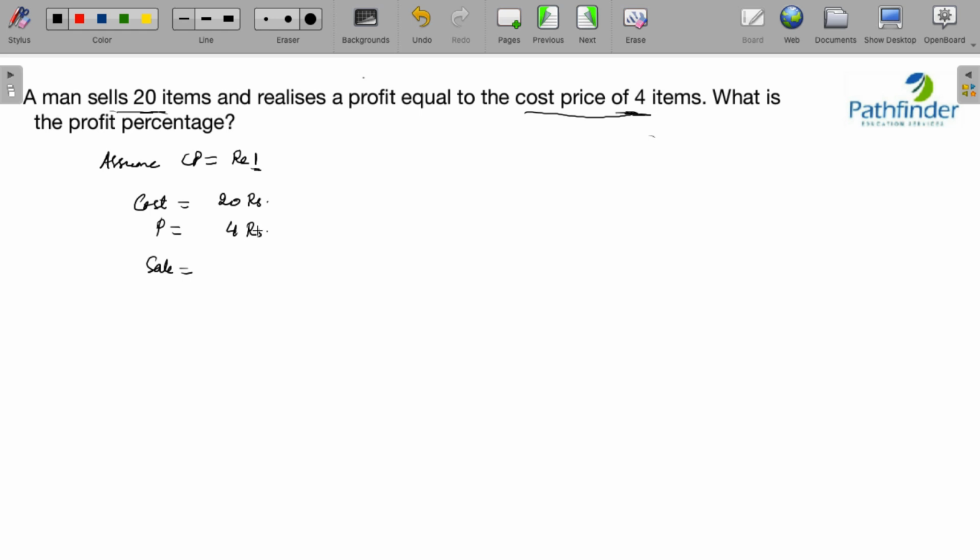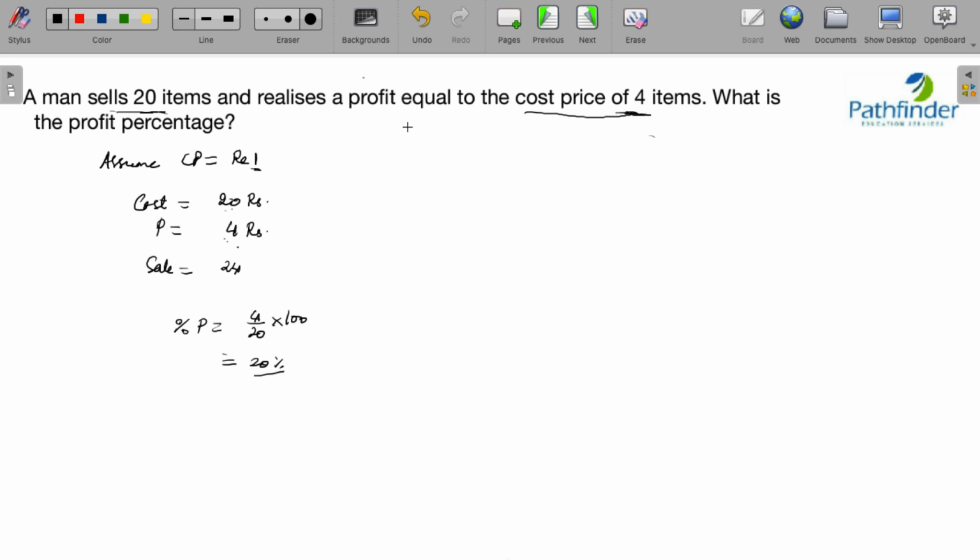So the sale realized must be equal to cost plus profit. That is 20 plus 4, which is 24 rupees. Now, in order to calculate the percentage profit, all I need is profit upon cost. So 4 upon 20 multiplied by 100, which is equal to 20%.